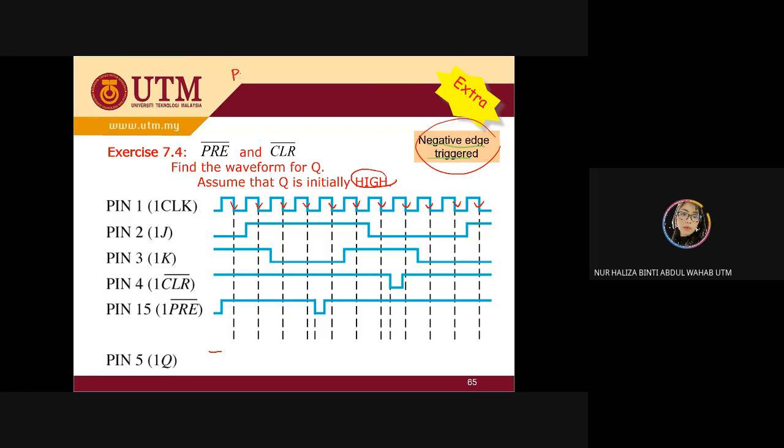First thing, pre and clear: 0, 0 invalid, 0, 1 set, 1, 0 reset, 1, 1 you're going to look into your flip-flop, synchronized. This is all asynchronous. Synchronized means you're going to look into your JK. JK refers to your clock, CLK. Now it's negative, negative, negative, negative. 0, 0, 0, 1, 1, 0, 1, 1. Toggle, I hope it's correct.